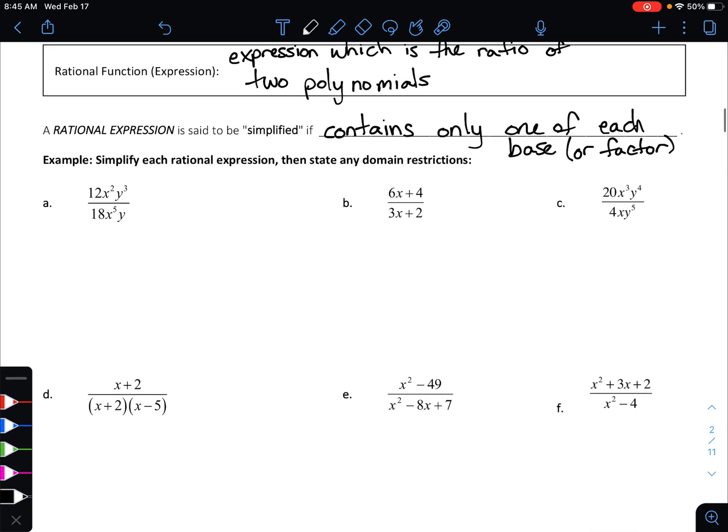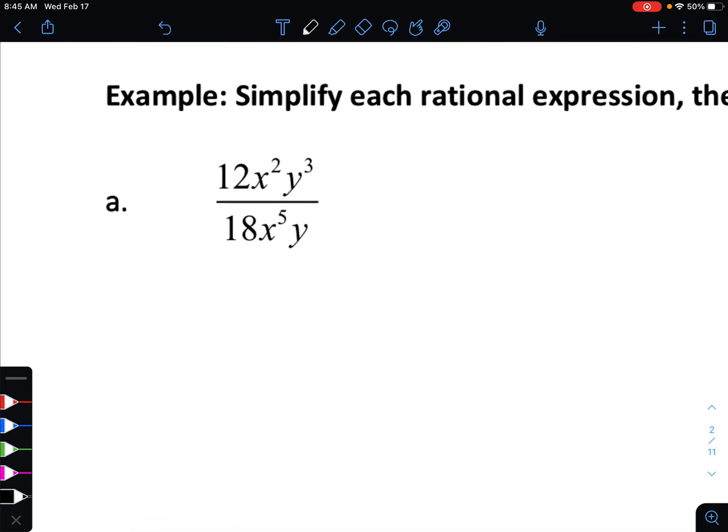So we're going to take a look at about 6 examples today, and then we'll see in later sections how we can use this to go through some of the basic operations, such as adding, subtracting, multiplying, and dividing, as well as how to solve and graph rational functions. So let's go ahead and take a look at some examples of simplifying first.